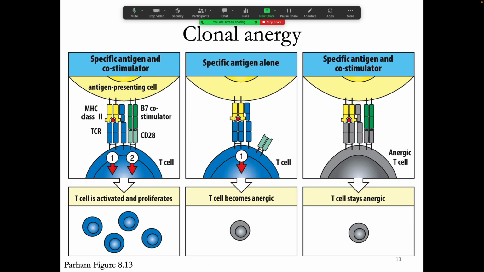So some of the most frequently discussed aspects of tolerance breaks, and ways that we think about tolerance breaks, have to do with clonal anergy and the ways that we might have clonal anergy go awry. There are two general ways we can imagine clonal anergy going wrong.